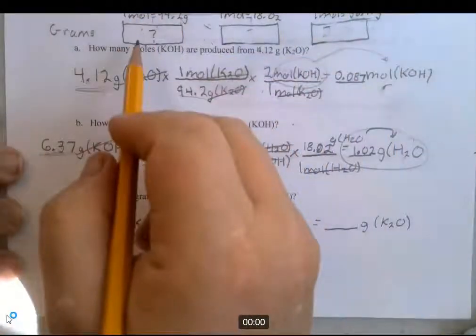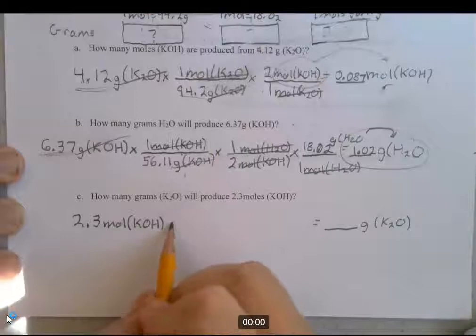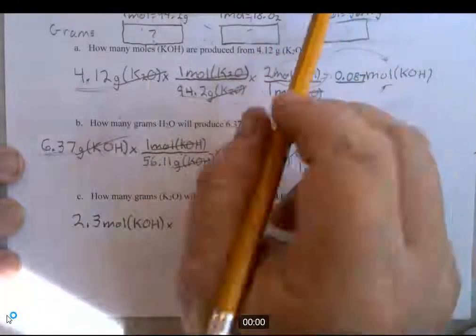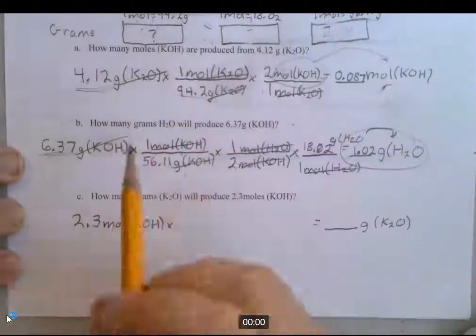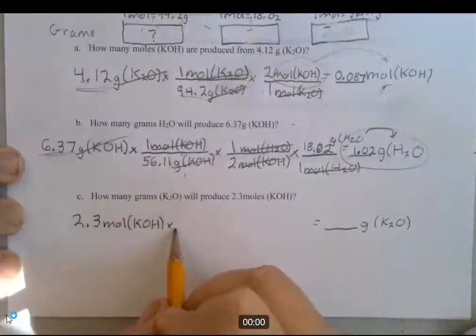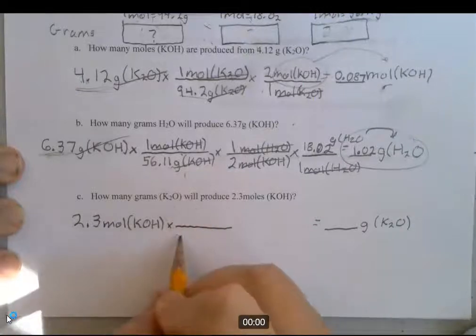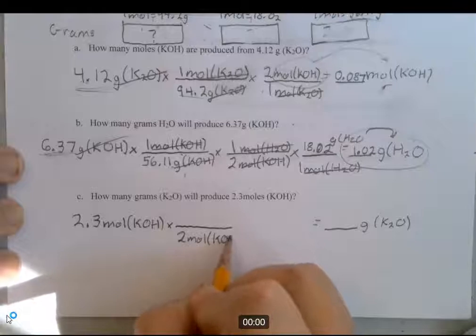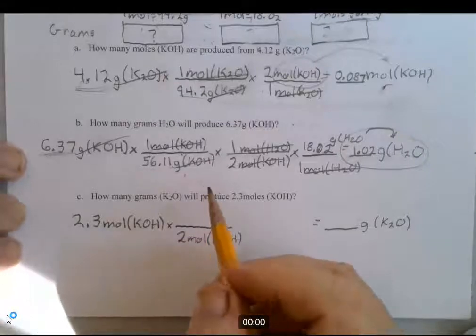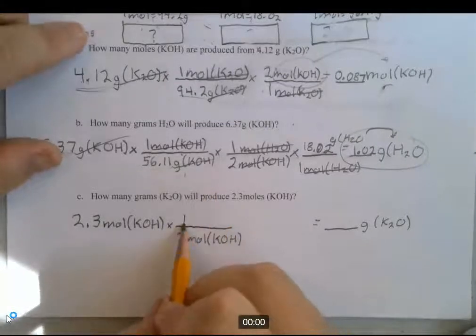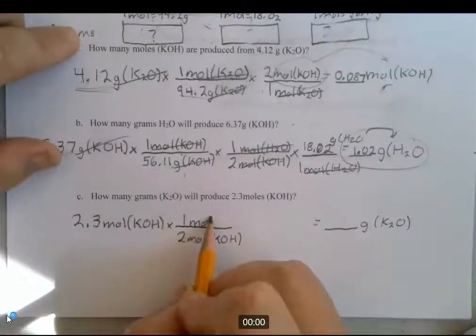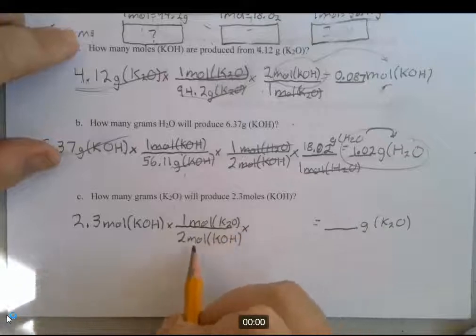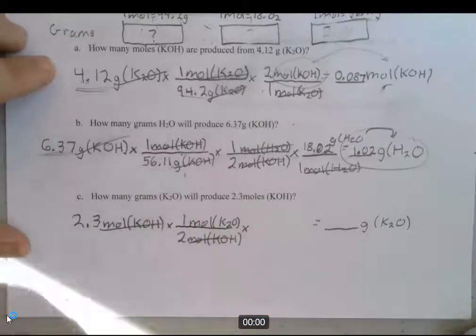And it's a 2 conversion problem, 1, 2. So the first one is moles to moles. So there's 2 moles of KOH for every 1 mole of K2O. I need moles of KOH to cancel out, so that's got to be on the bottom. And I need 1 mole of K2O on the top. Moles of KOH cancels with moles of KOH.